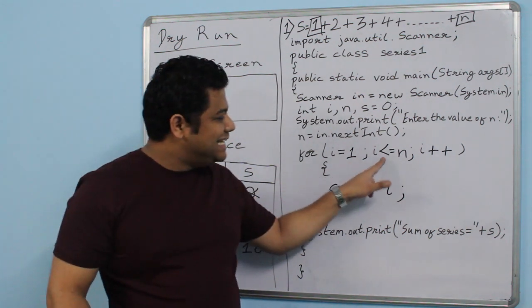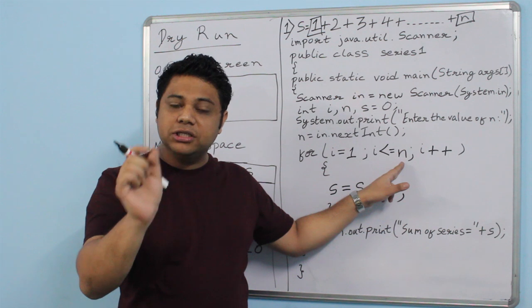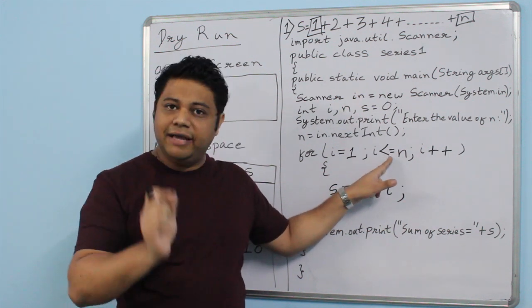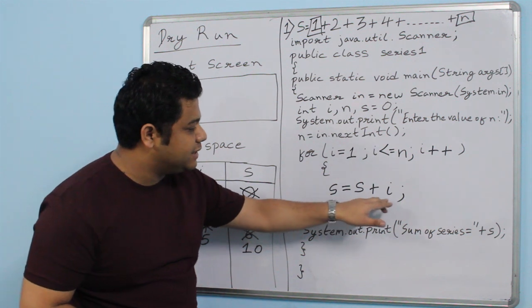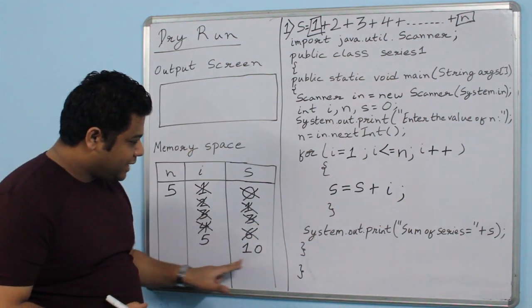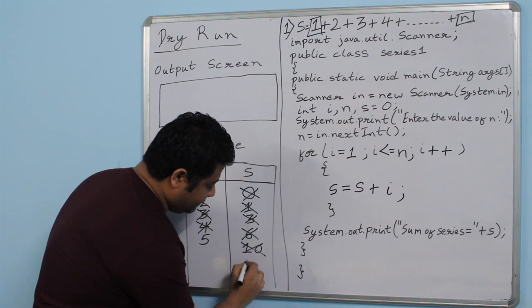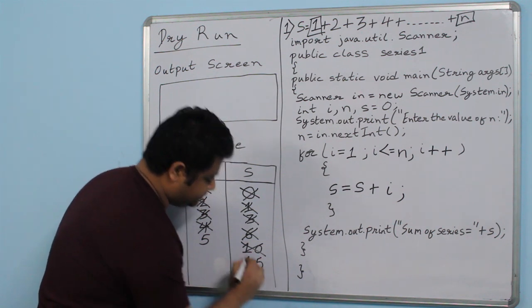Now 5 is less than or equal to 5. Again true, because we have got the equals to sign. So 5 is equal to 5. So that is true again. So now S equals S plus I. So S is 10, I is 5. So 10 plus 5 is 15.